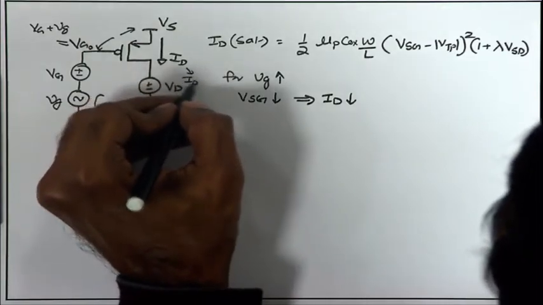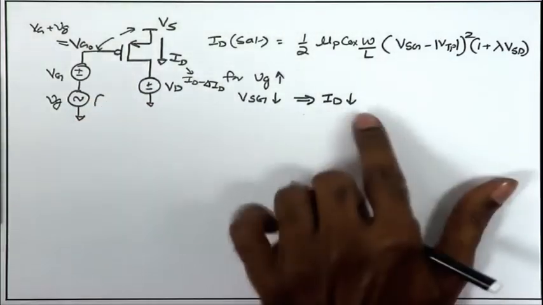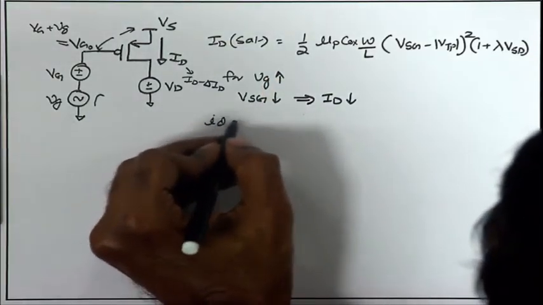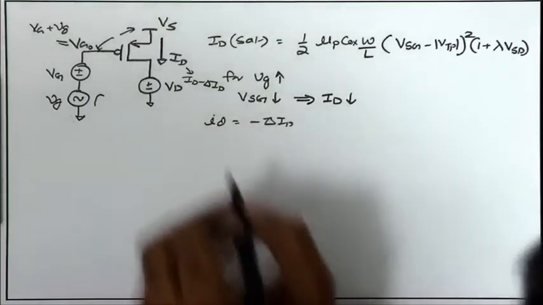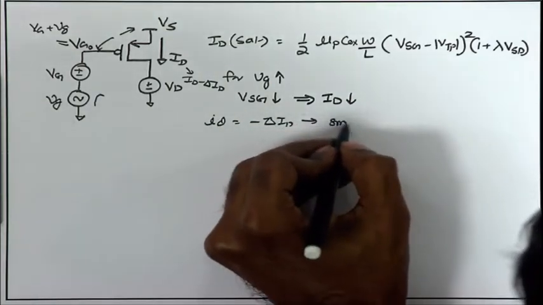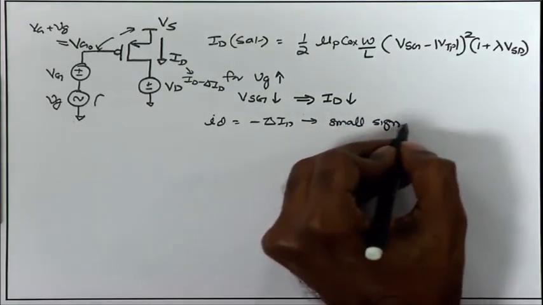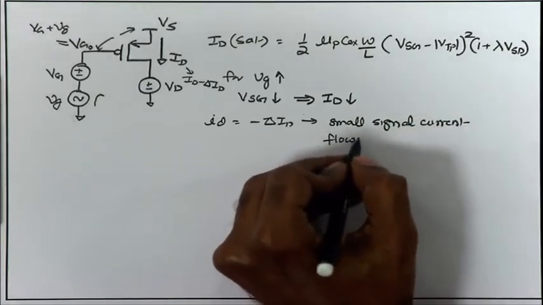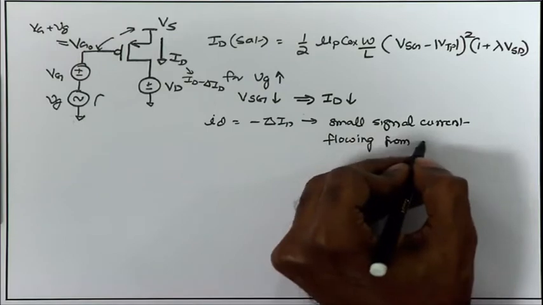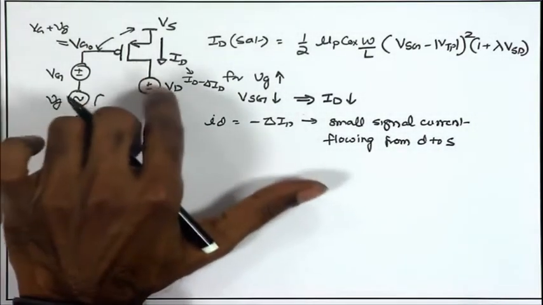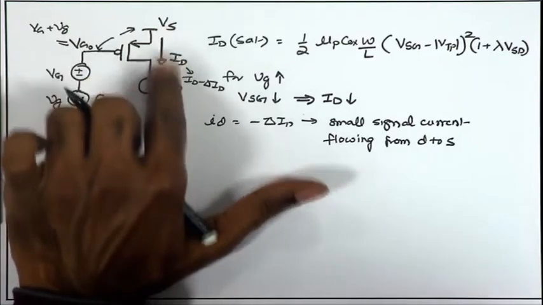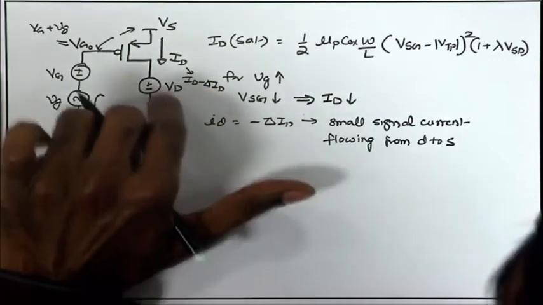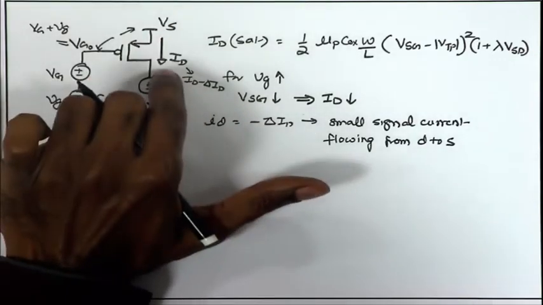This goes to Id minus delta Id whenever we are increasing the Vg. So, if I define the small Id as minus delta Id, that is the small signal current flowing from drain to source, then that quantity is positive. The DC current is reducing, but the small Id, if I define it as minus delta Id, flowing from drain to source, is increasing.